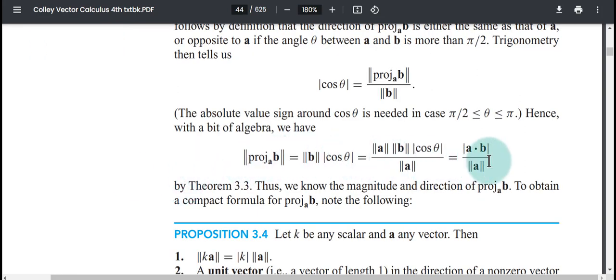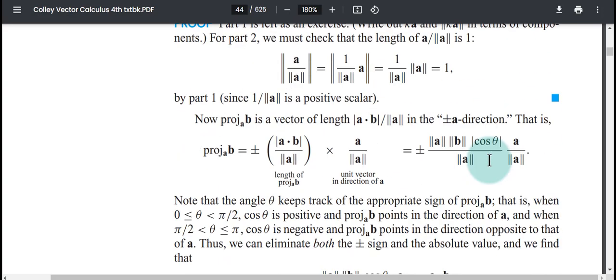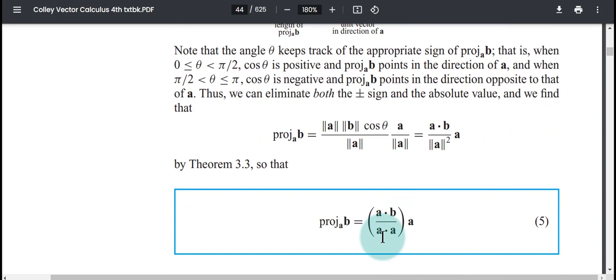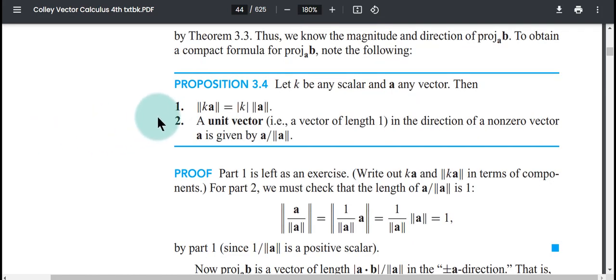Okay. Anyway, we had this formula so far, but we want to get down to this formula. So we need to do a little bit more work, and then we'll be done with this chapter. So they have this proposition here. They say let k be any scalar and a any vector, then the magnitude of k times a is equal to the absolute value of k times the magnitude of a. Well, this looks kind of reasonable, but it has to be proven.